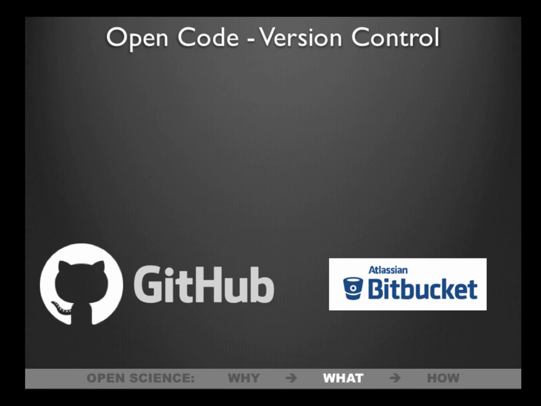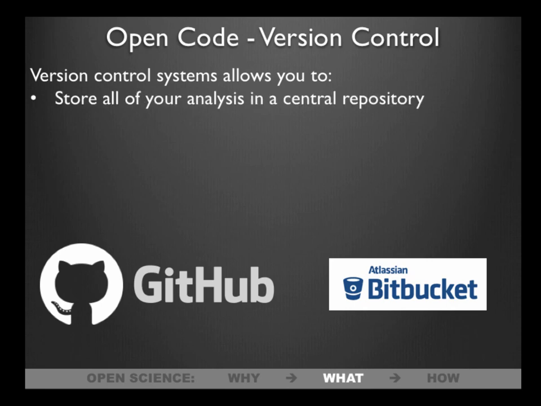And there are great tools to make this possible called version control tools. There are two websites that are kind of dominating the field right now. One is GitHub, and the other one is Bitbucket. They both predominantly use a version control system called Git. And version control gives you many advantages to develop and open your code. First of all, it stores all your analysis in a central repository. And again, that can be private or open, but it prevents you from losing your laptop, accidentally formatting your hard drive, or deleting things.